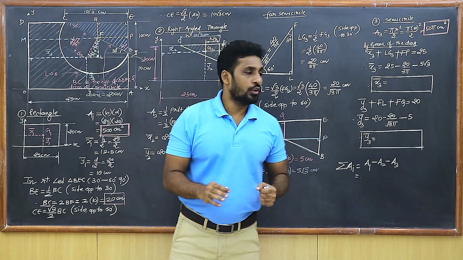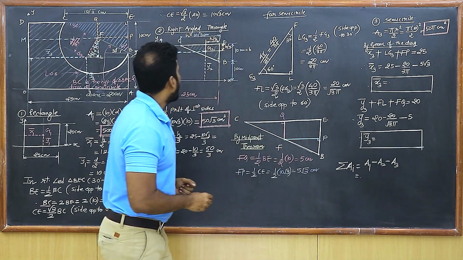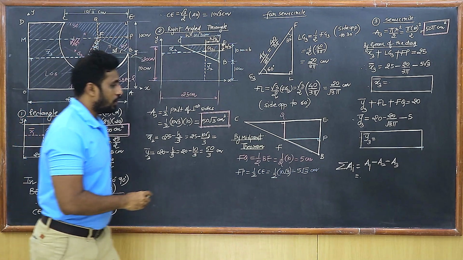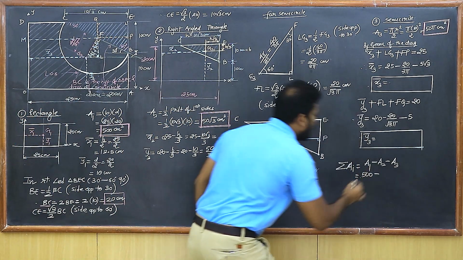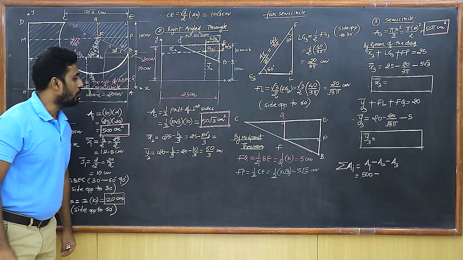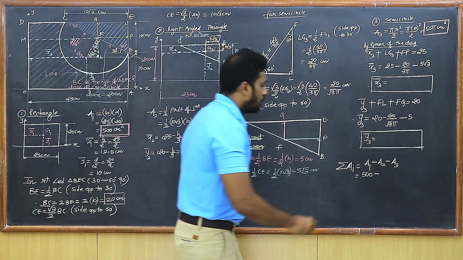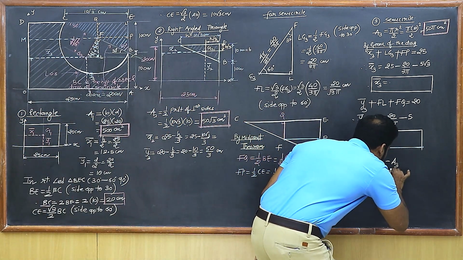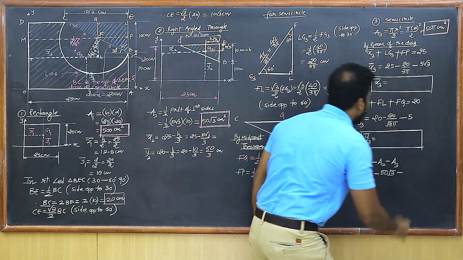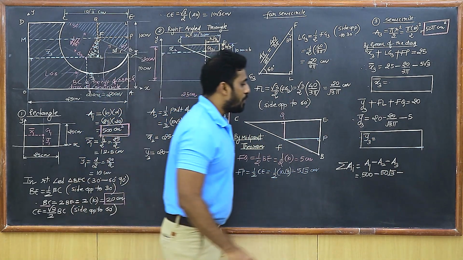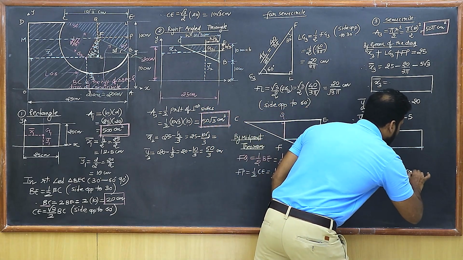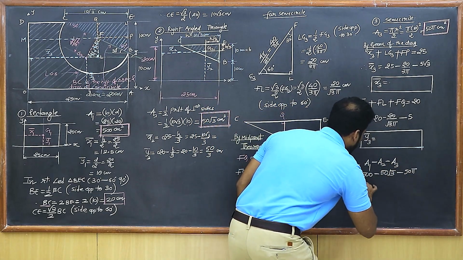Let's first write all the values. The value of A1 is 500, so I'm going to write here 500. So that's 500 minus, then you have A2. Students, what is the A2 value? It is 50 root 3, so I'm going to write here 50 root 3. And then we have A3. The value of A3 is 50 pi. So I'm going to do all the calculations which are required very quickly.